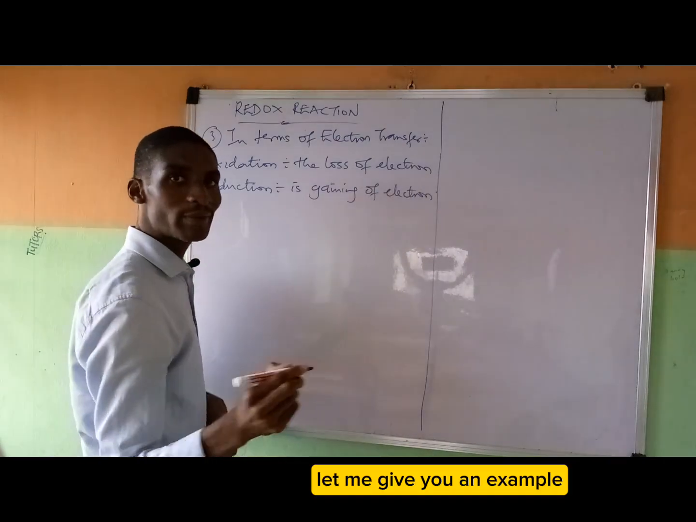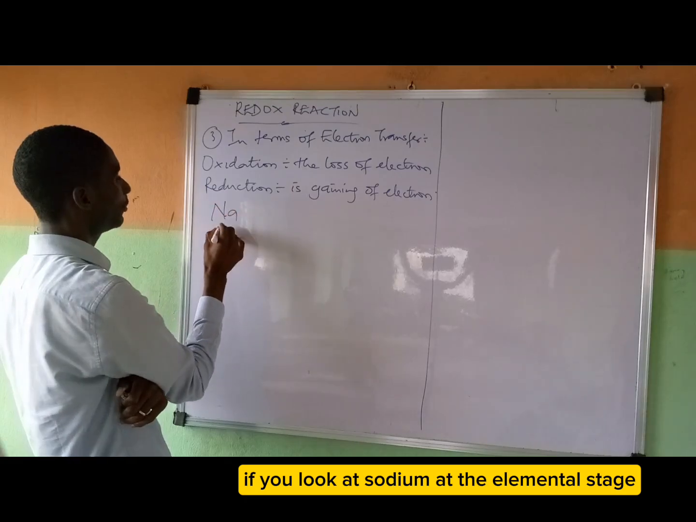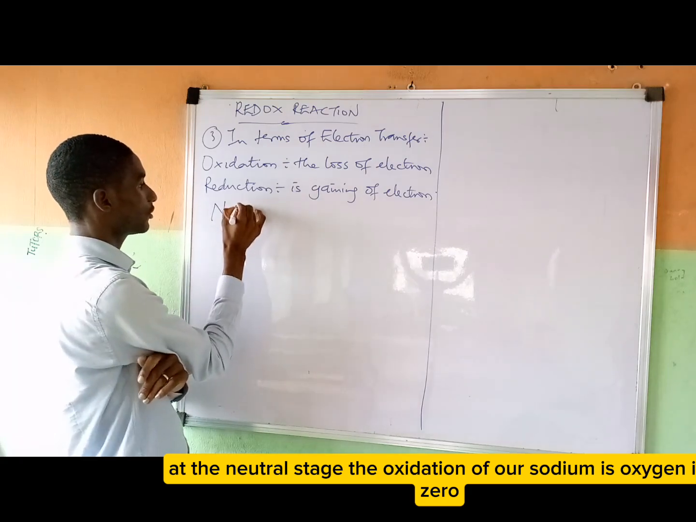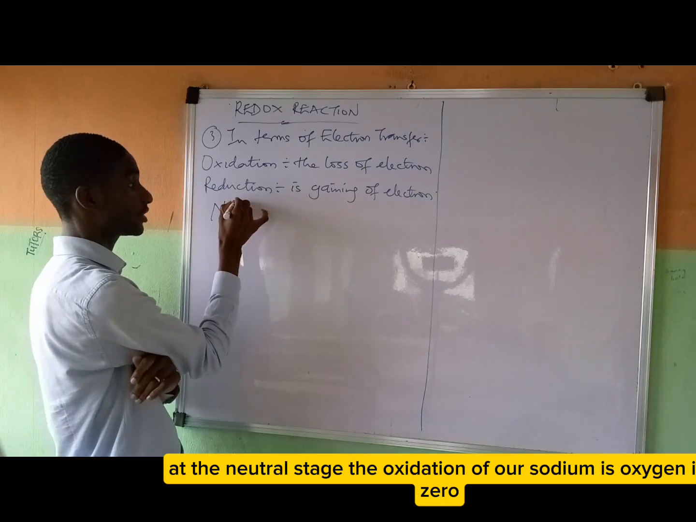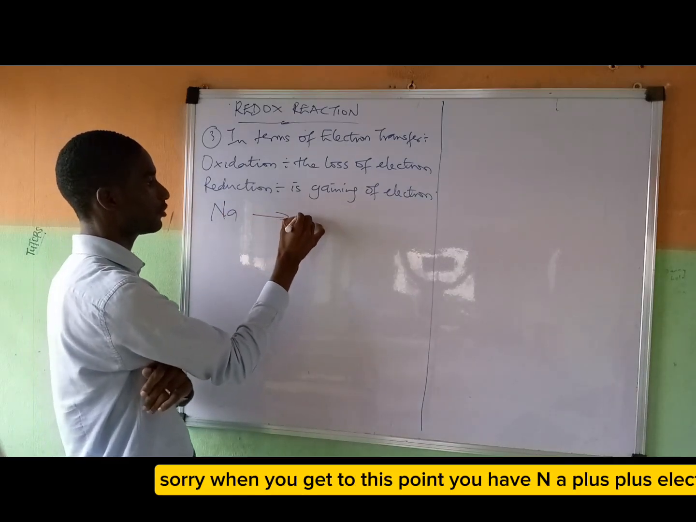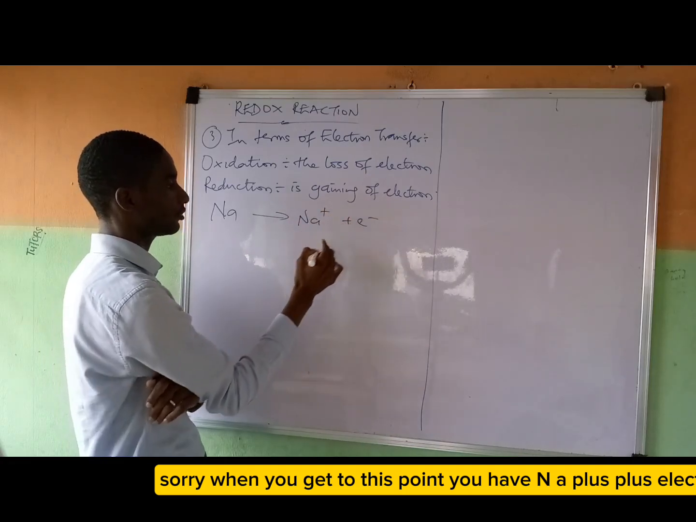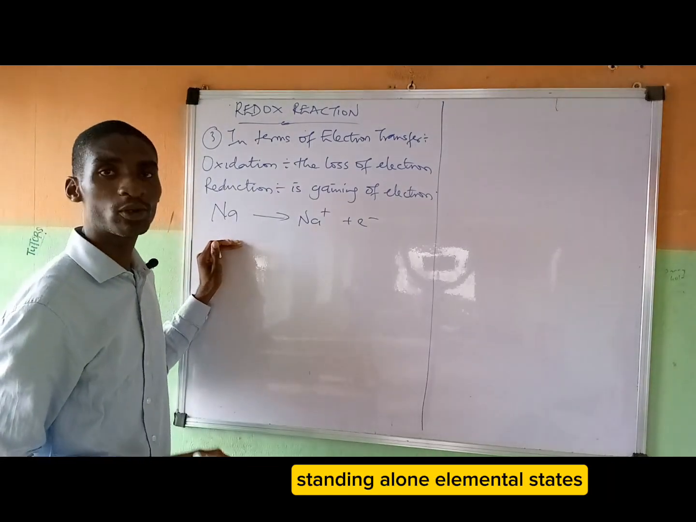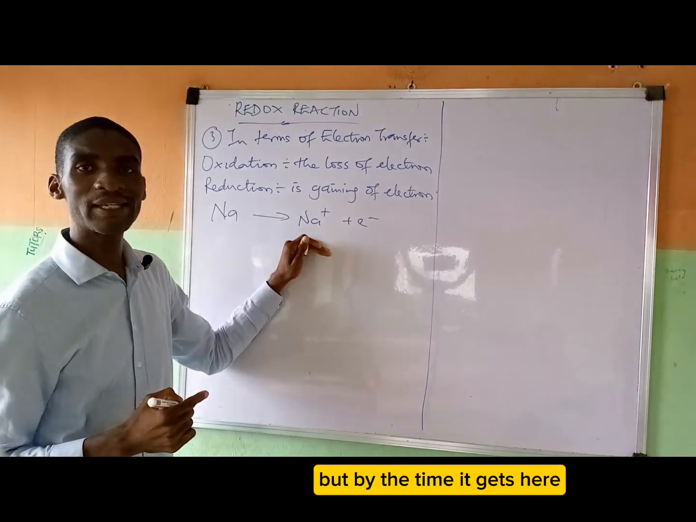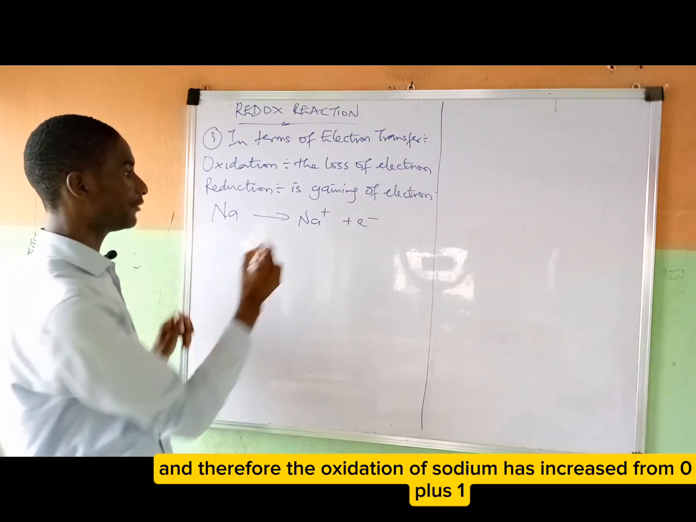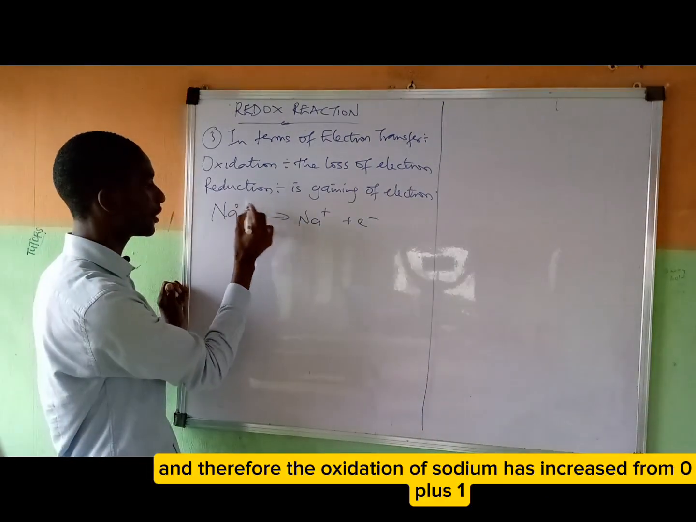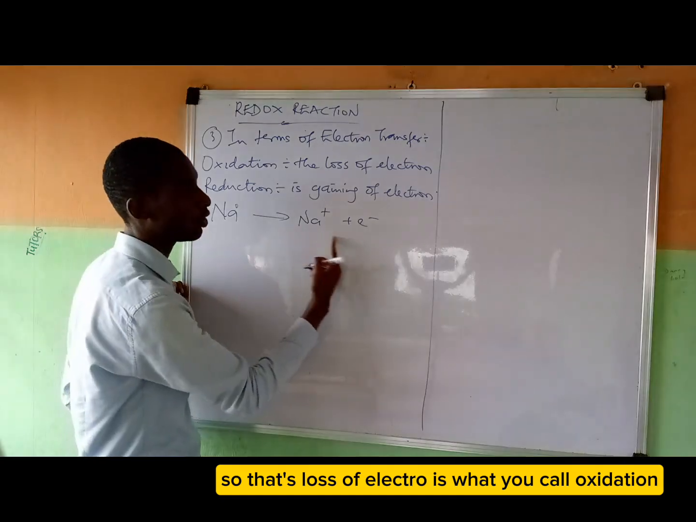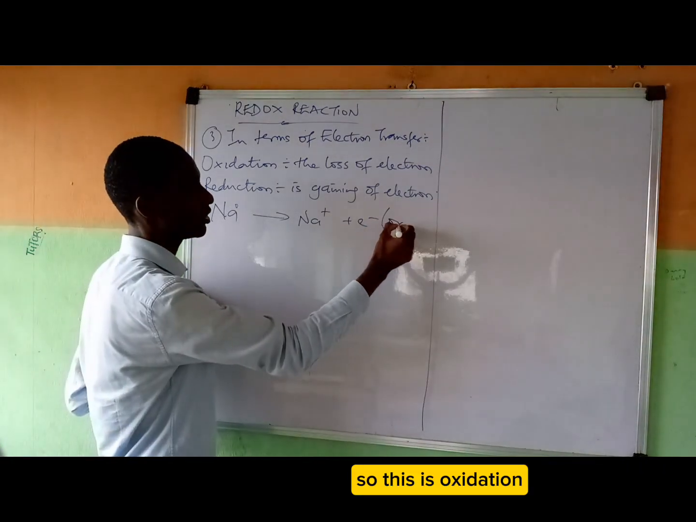Let me give you an example. If you look at sodium at the elemental stage, at the neutral stage, the oxidation number of sodium is 0. So when you get to this point, you have Na+ plus electron. At this point, sodium was a metal standing alone, in its elemental state. But by the time it gets here, it has given out an electron, and therefore the oxidation number of sodium has increased from 0 to +1. That loss of electron is what you call oxidation. So this is oxidation.